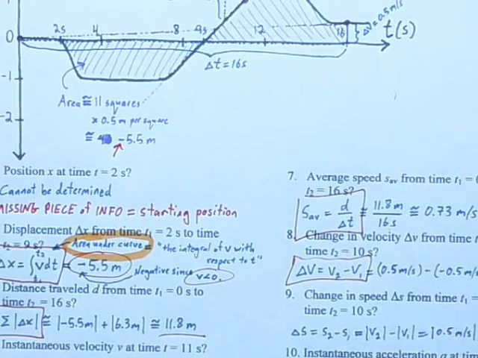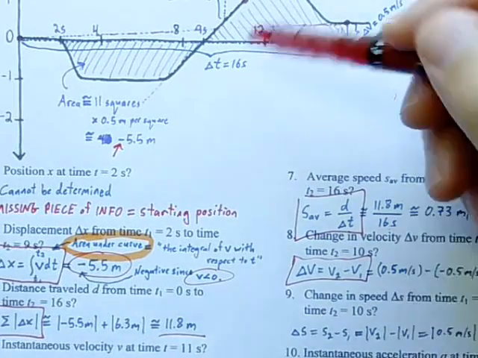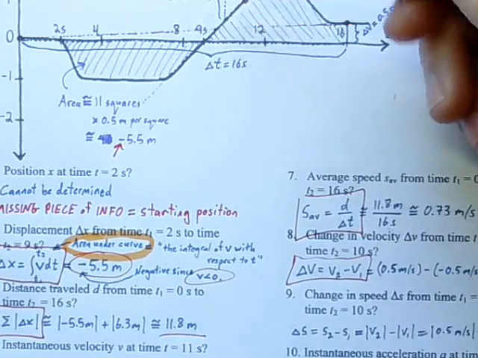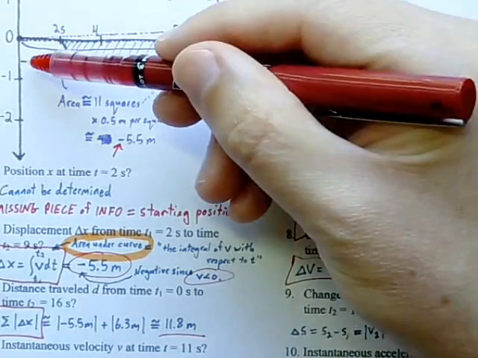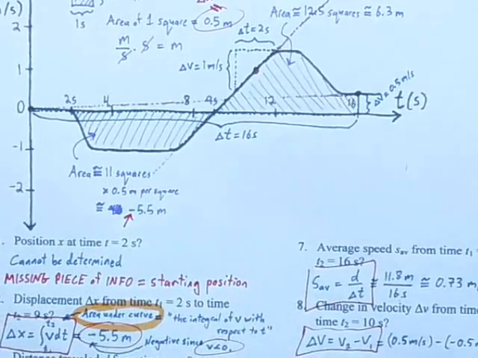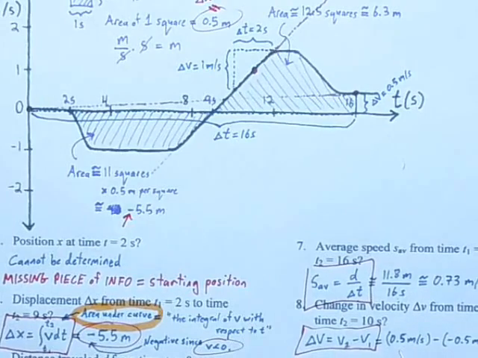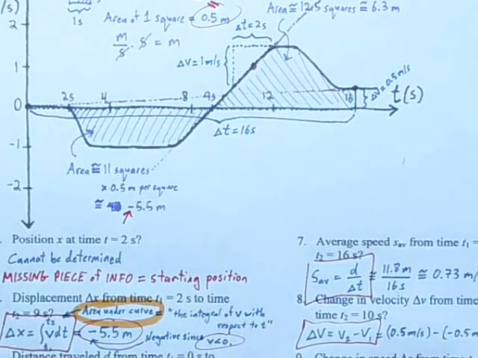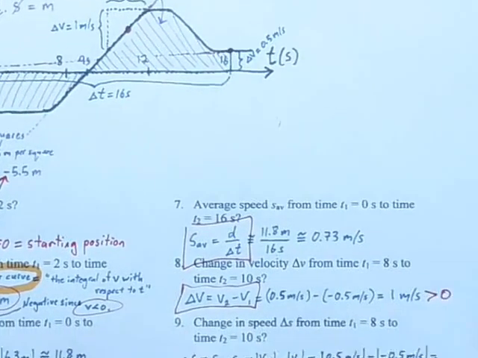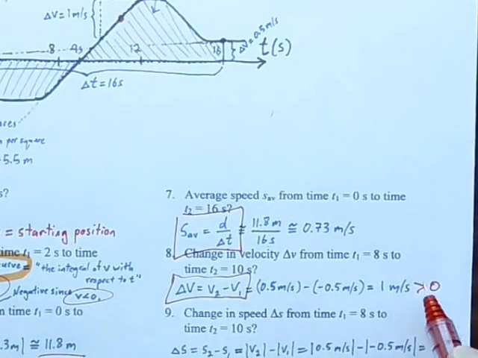So 8 seconds to 10 seconds. At 10 seconds, it looks like we are at half a meter per second. At 8 seconds, we were at negative 0.5 meters per second. So final value 0.5 minus initial value negative 0.5. Our velocity increased, got more positive by 1 meter per second during that time.